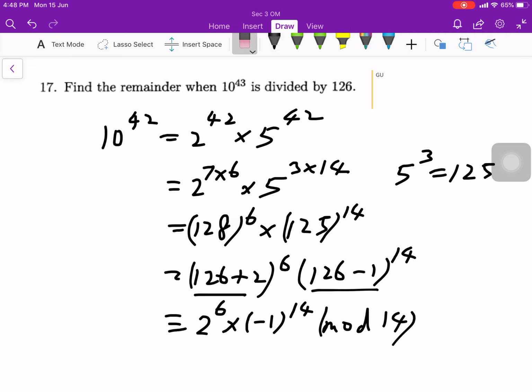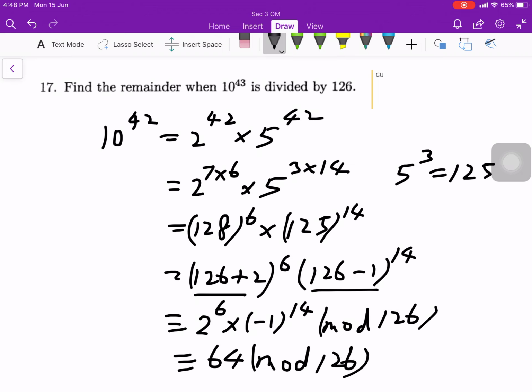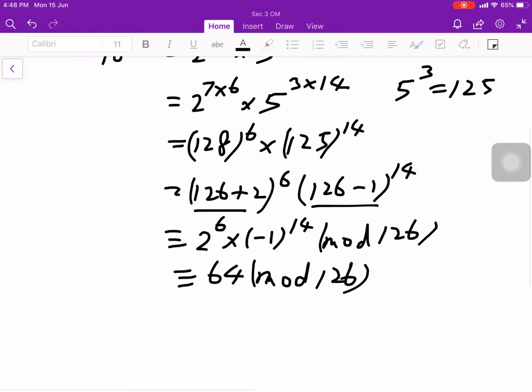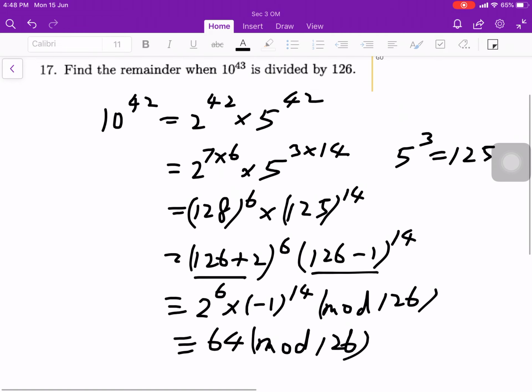Okay, sorry, modulo 126, I wrote it wrongly. Modulo 126. Then minus 1 raised to an even power will give you a positive value. Therefore, this is equivalent to 64 modulo 126. That means when 10 to the power of 42 is divided by 126, the remainder is actually 64. Therefore, now I can discuss 10 to the power of 43.